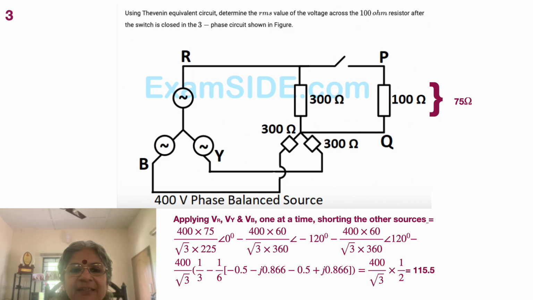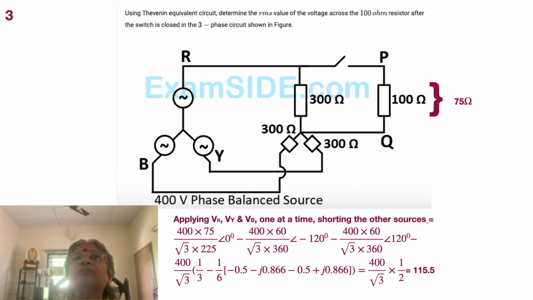Now we have a potential divider across R, which is an interesting interpretation. We have 75 ohms and two resistors, 300 and 300, parallel with respect to each other. So what do we have here? The 400 volt supply, divided by root 3 because now it's a phase voltage, so 400 by root 3 multiplied by 75, because 75 ohms is the resistor across which we are finding the voltage, divided by 75 plus 150, because 300 and 300 are in parallel by virtue of the short across phase B and phase Y. Why? Because it is superposition.